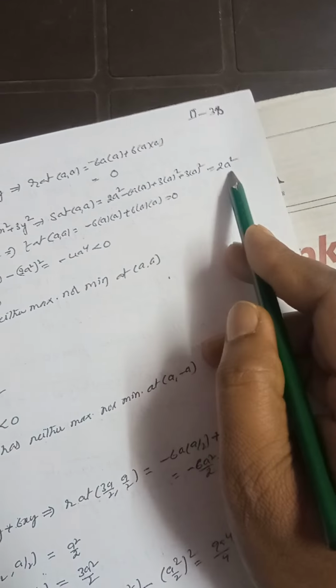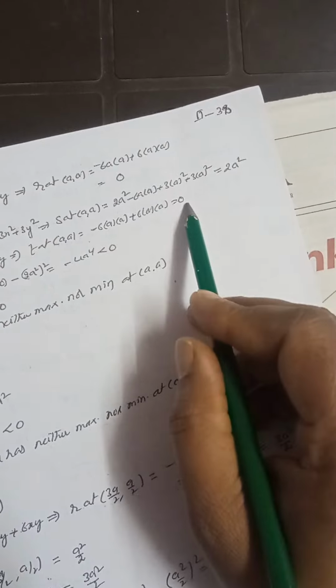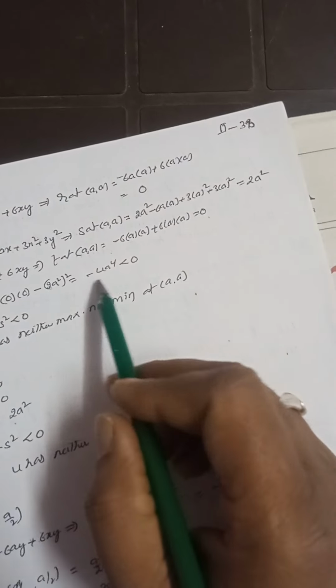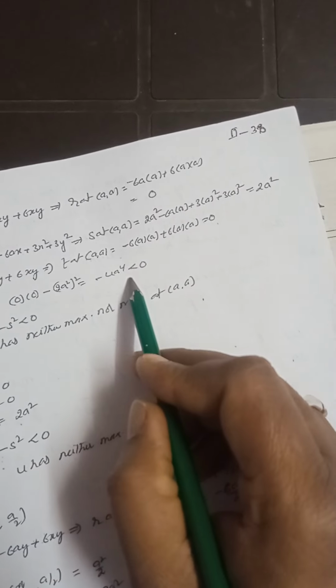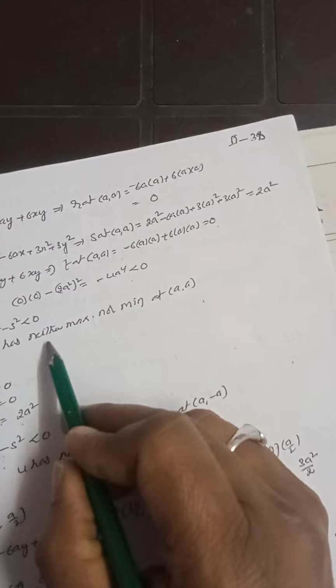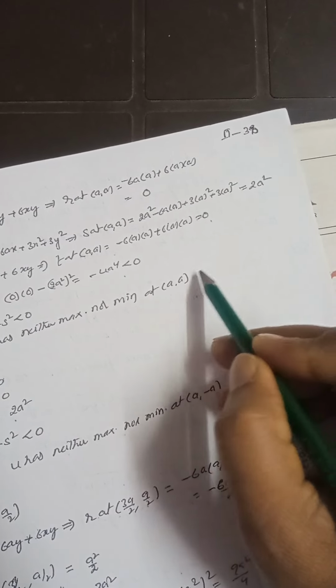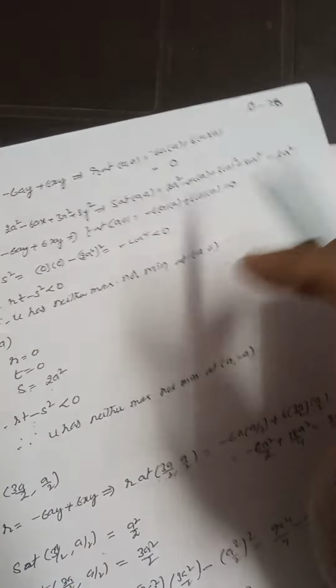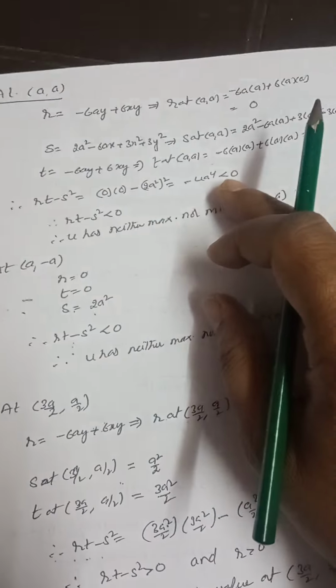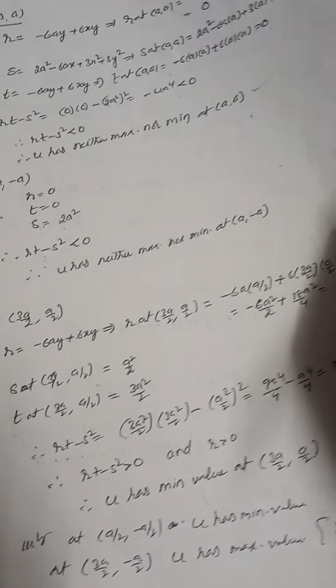Similarly s is equal to 2a square, t is equal to 0. Now I need to find rt minus s square. Rt minus s square is negative. If rt minus s square is less than 0, then u has neither maximum nor minimum at the point a comma a. No need to compare with r. If it is positive only, then we have to compare with r. If it is less than 0, then u has neither maximum nor minimum.